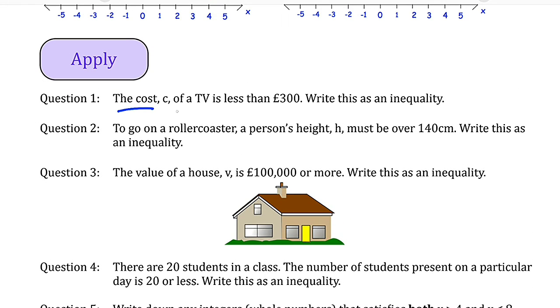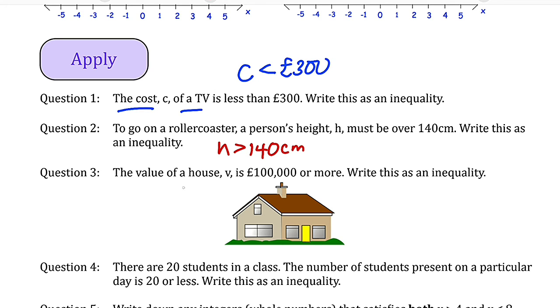The cost C of a TV is less than 300 pounds. Write this as an inequality. So how do we write it? We use C, which is for the cost, less than 300. And the second question, to go on a roller coaster, a person's height h must be over 140 centimeters. So how do you write it? We use h over, that is greater than 140 centimeters.